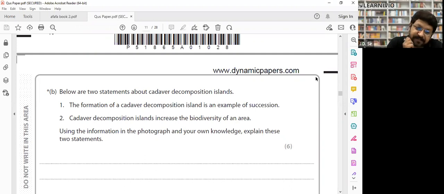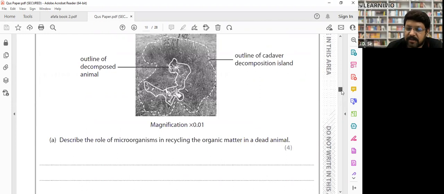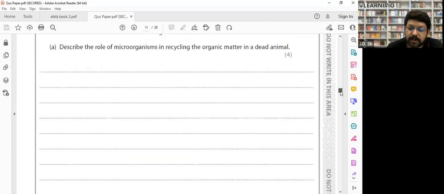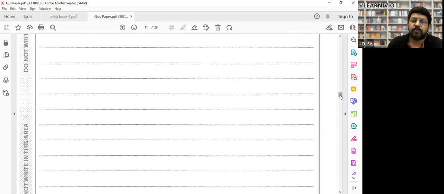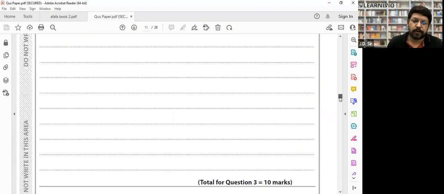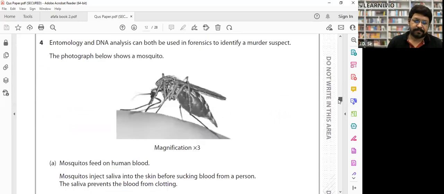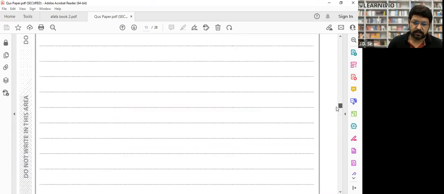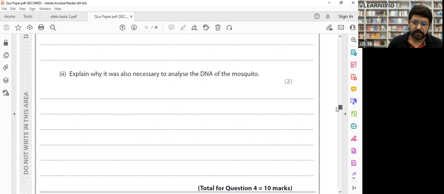It's very easy. These are very easy questions. They have just given the outlines. They have given the diagram, and on the basis of the diagram, you have to write out the concept. So very simple. If you know the concept, then you will reproduce it. Entomology means the study of insects.